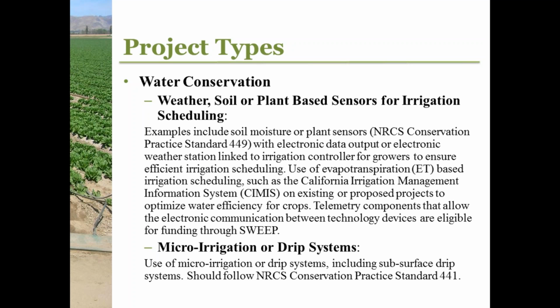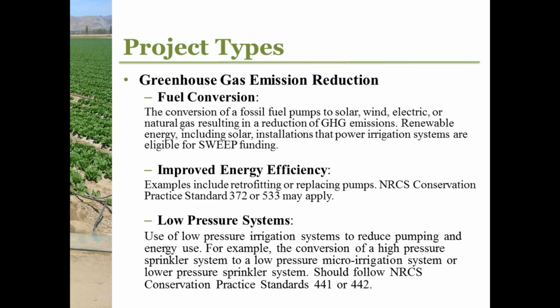All right, your project type. Something to keep in mind is we need both water conservation and greenhouse gas reduction. I know Chris went over that earlier. So some of your practices that involve water conservation might be using a soil moisture or plant sensor, using an evapotranspiration station, and of course a flow meter. Also the installation of a micro-irrigation or a drip system, and you can find more information on this following some of the NRCS conservation practice standards.